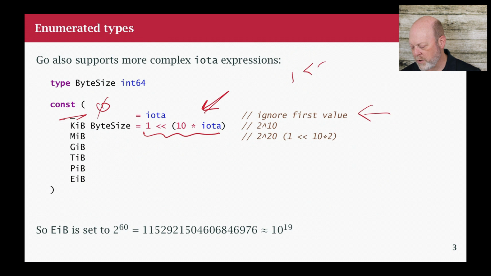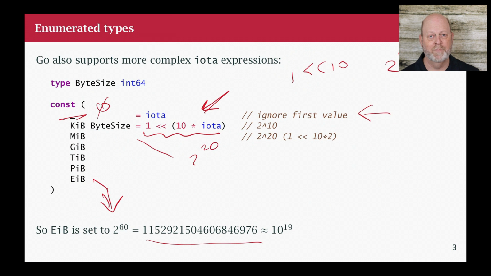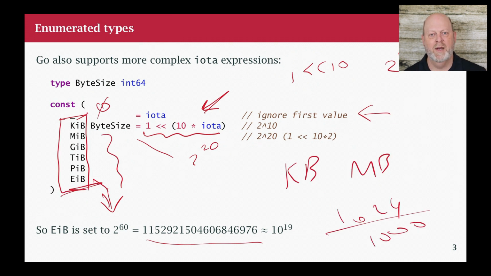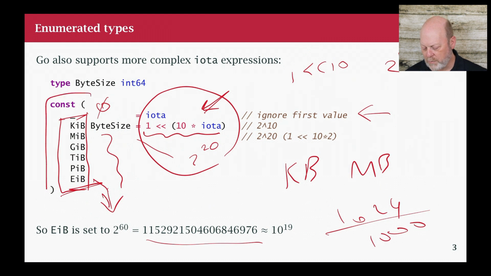Well, I get 1 shifted 10, and that's the equivalent of 2 to the 10th, right? And the next one is 2 to the 20th, and so on, right? Until I get down to the bottom, and this one will be 2 to the 60th, which is a really big number. So that's about all I have to say about enumerated types. You can do clever things with them, provided you can come up with a useful expression to capture iota and do things with it. And again, they work in a constant block.